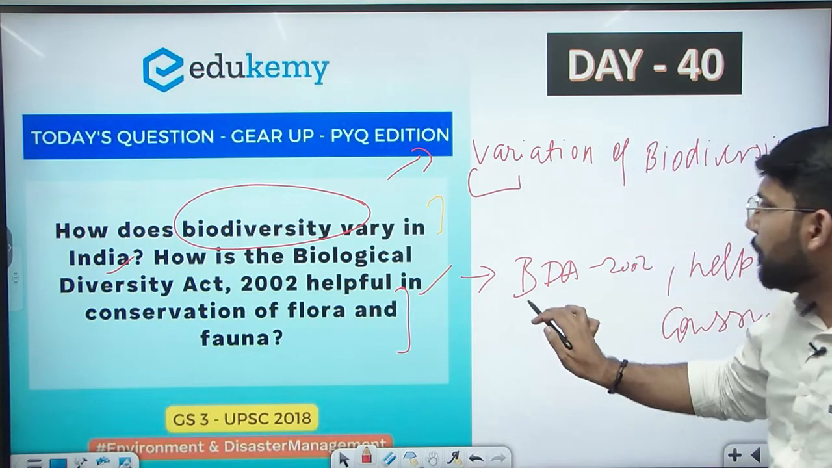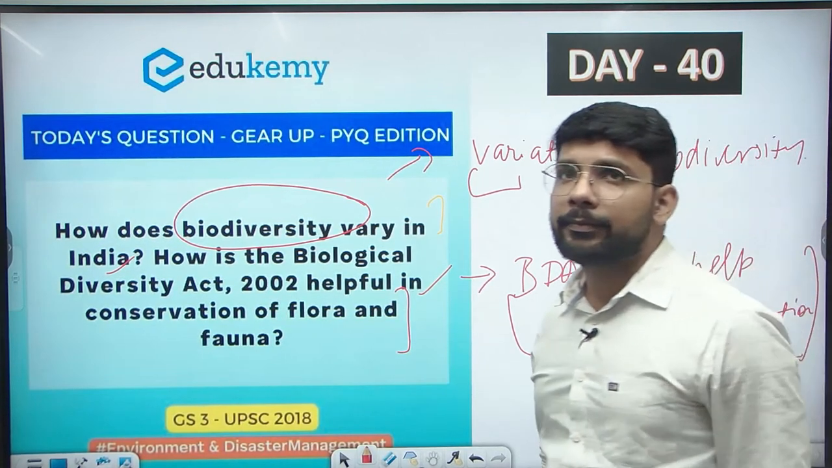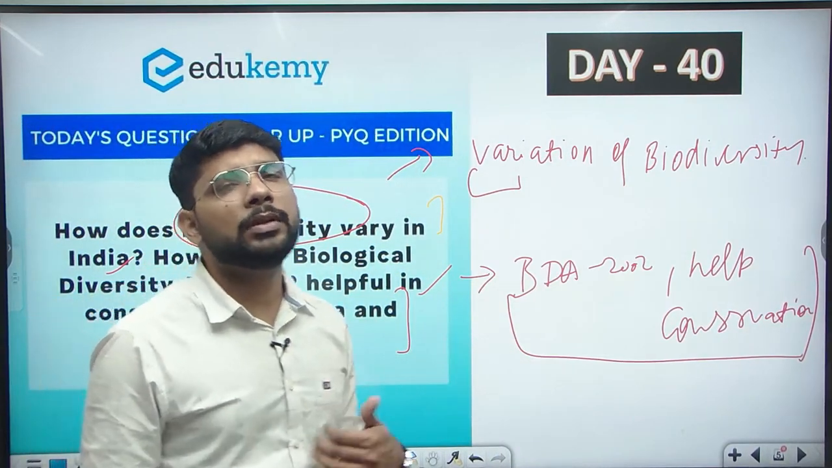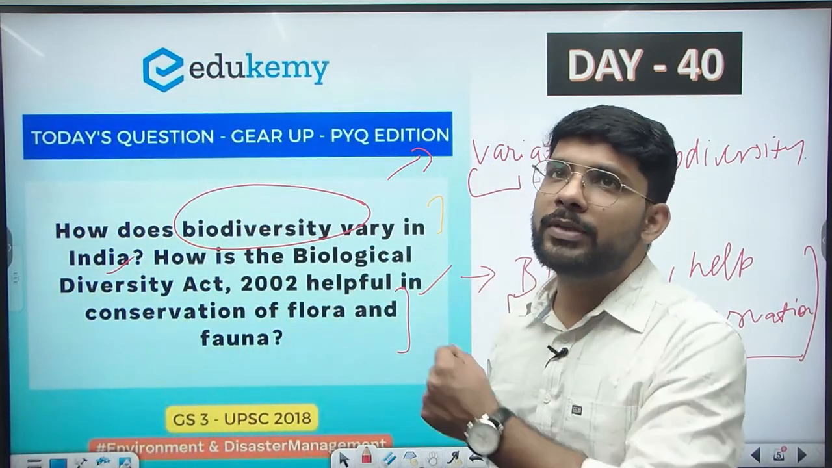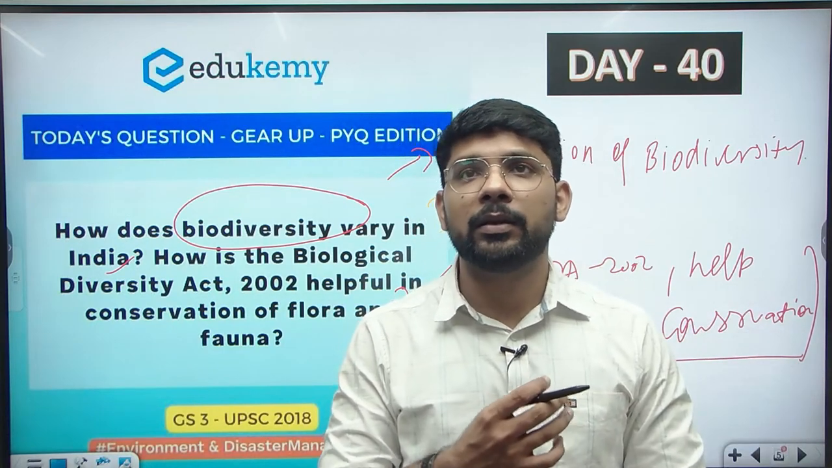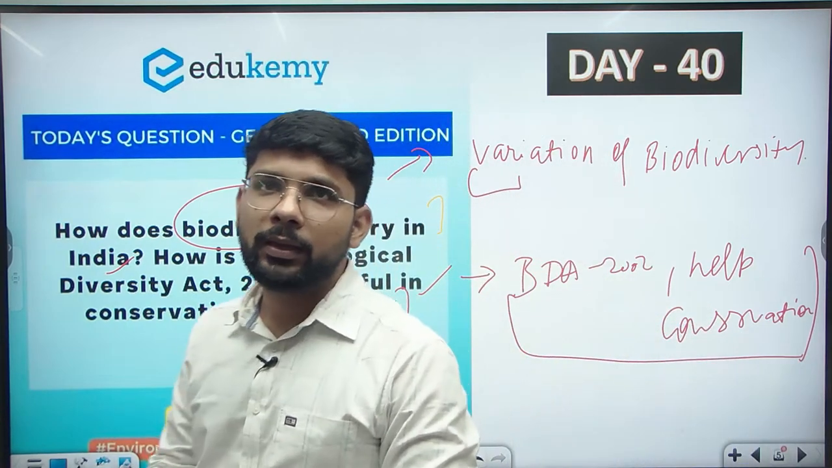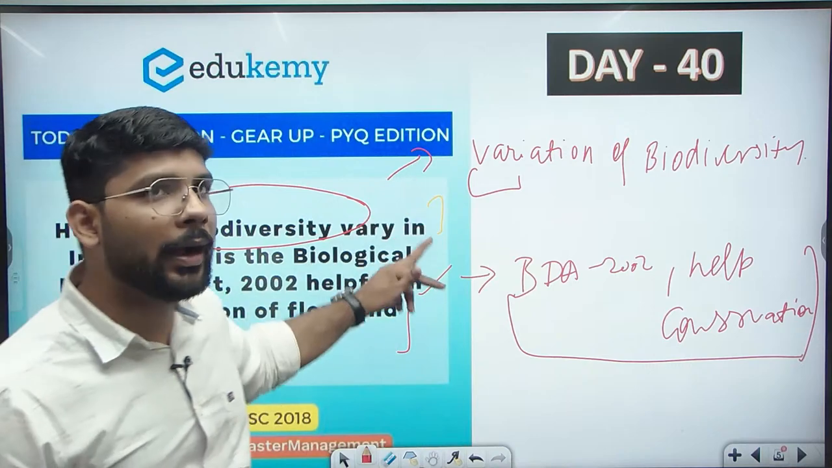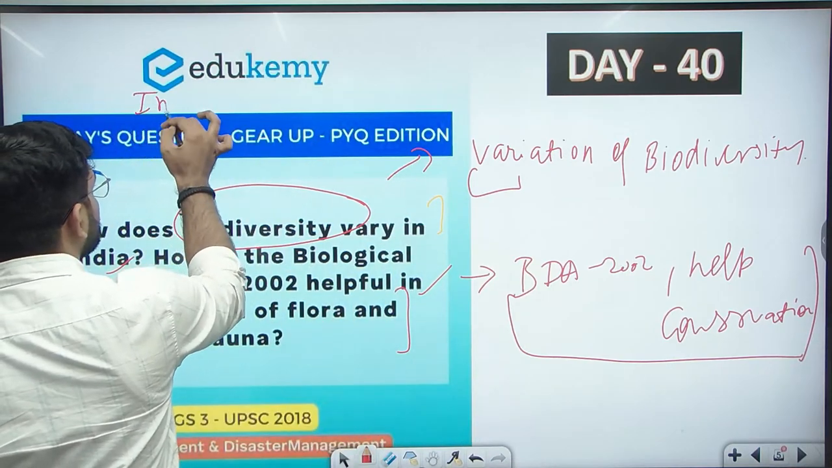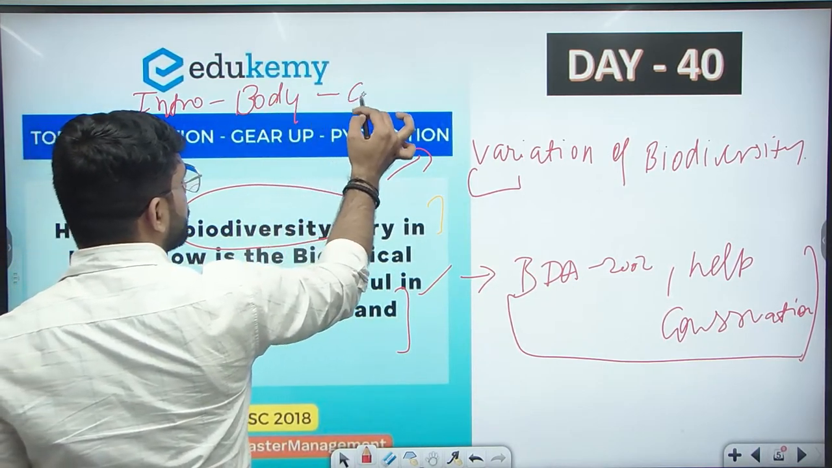The second demand is how the Biodiversity Act helps in conservation. So we need to list out the different objectives under the Biodiversity Act. What is mentioned under the Act? We need to write that here. So this is a two-part question, and as usual we are dividing the answer into introduction, body, and conclusion.